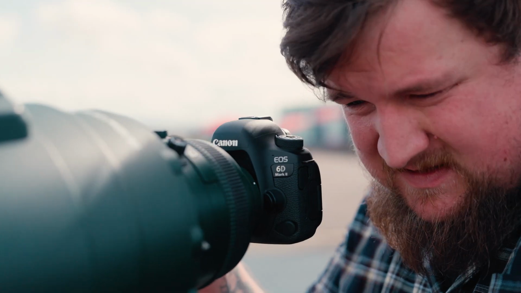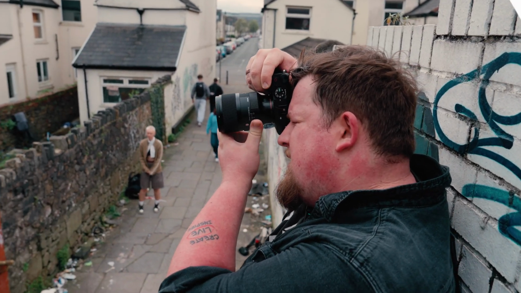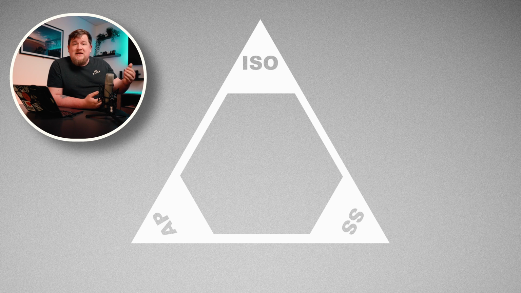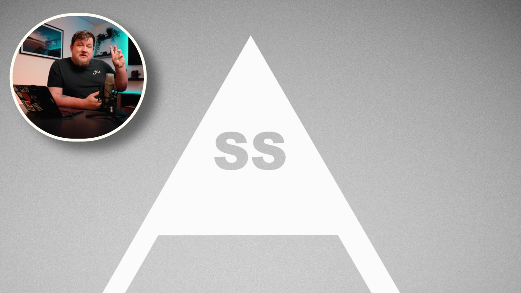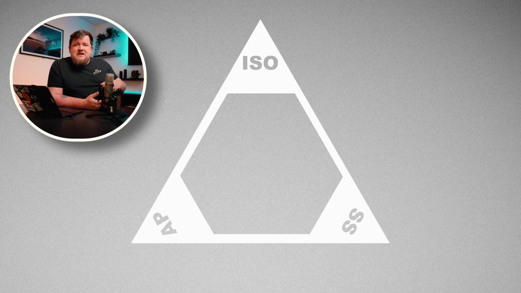Anyway, first things first is of course the exposure triangle. When you're shooting DSLR mirrorless cameras, the exposure triangle is going to be one of the things to really understand: three core values. That's ISO, shutter speed, and aperture. Let's start with shutter speed.